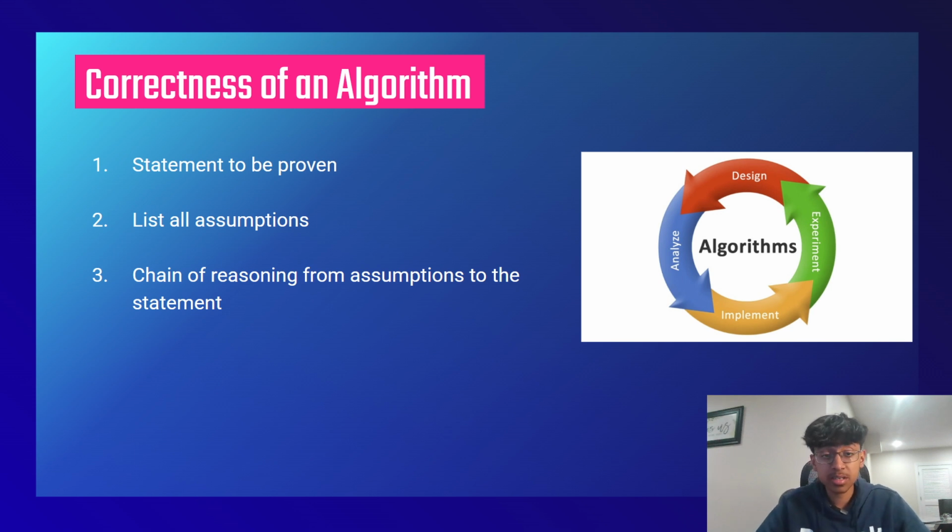Now let's look at the correctness of an algorithm. It has to meet these three criteria for it to be considered an algorithm. Firstly, there has to be a statement to be proven. The second step would be that you have to list all of the assumptions. And the third step is that you would use chain of reasoning from the assumptions to the statement.